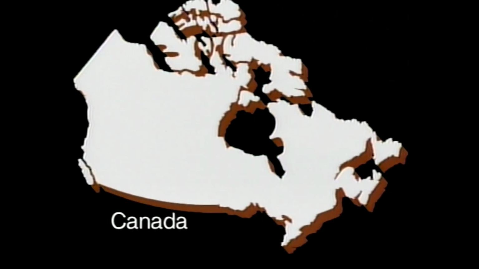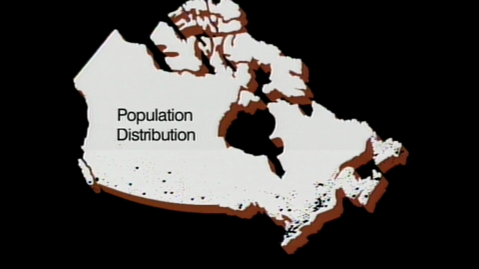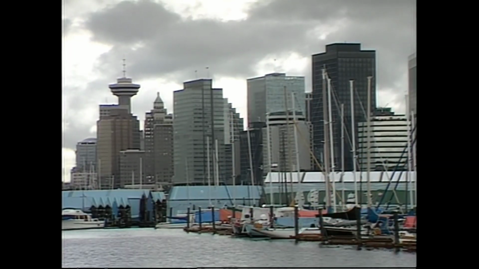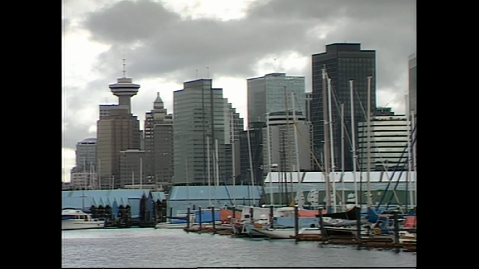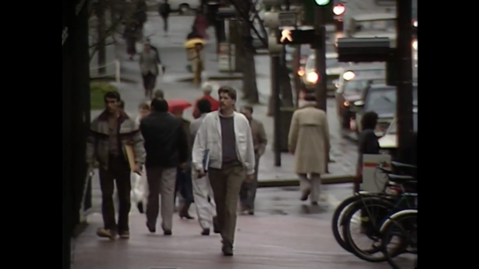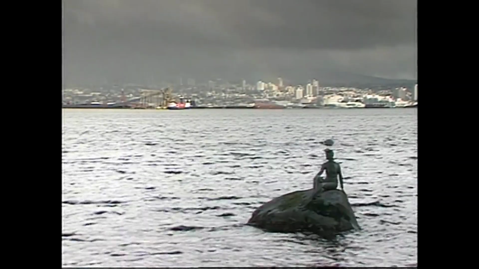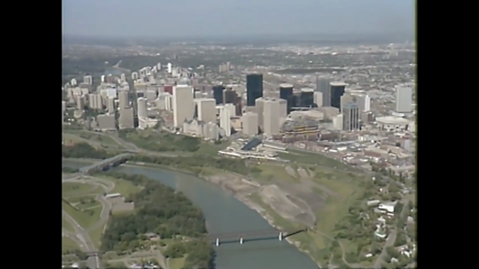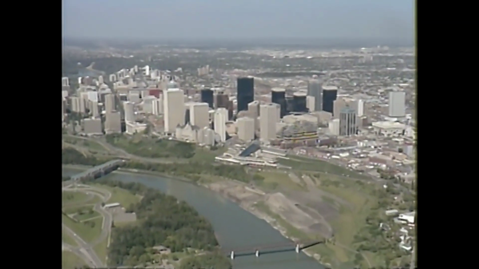In Canada, the population is concentrated near the border with the United States. This distribution is affected in part by the climate. The farther you move north, the colder it gets. Many large cities are located along rivers and oceans, which allows them to be connected to other parts of the world.